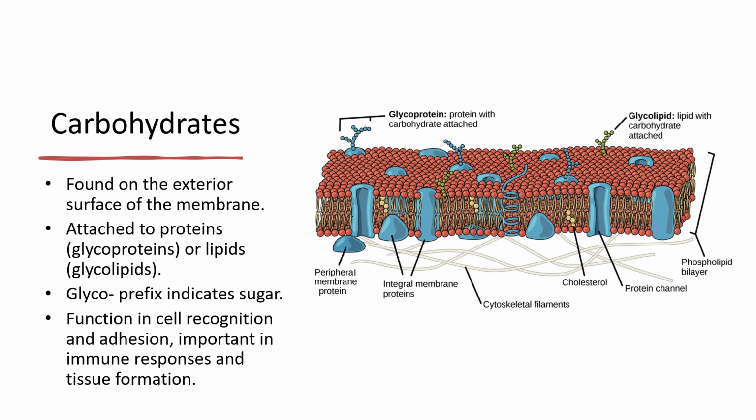Carbohydrates are found on the exterior of the plasma membrane, attached to proteins or lipids as glycoproteins and glycolipids. These carbohydrate chains are involved in cell recognition and adhesion, crucial for immune response and tissue formation. Think of them as the ID tags of the cell, helping distinguish self from non-self.